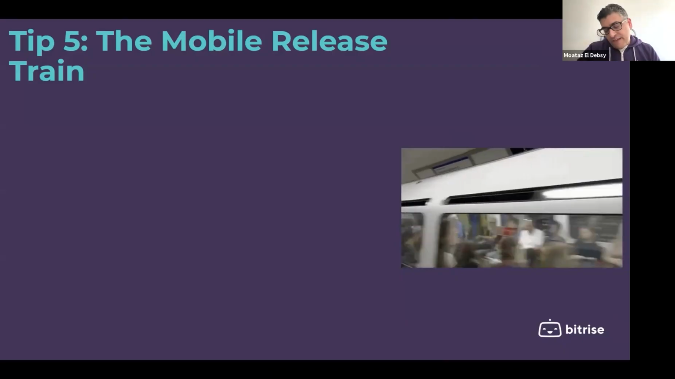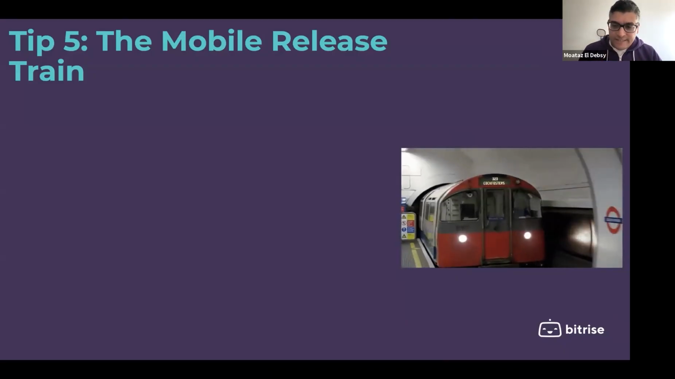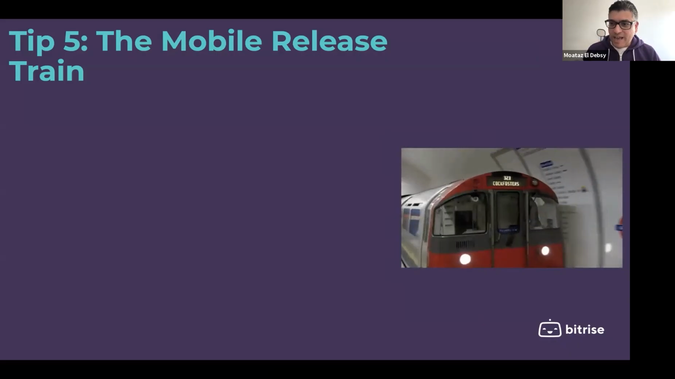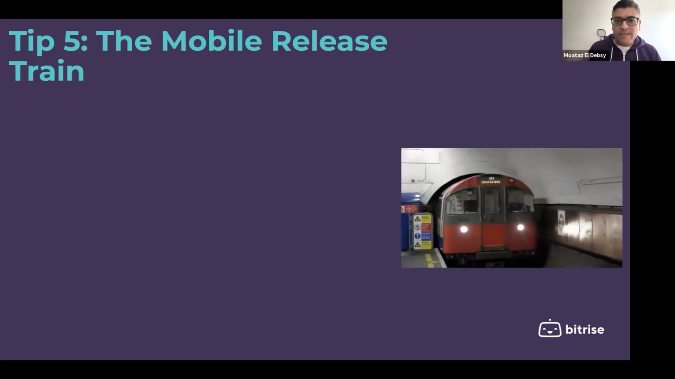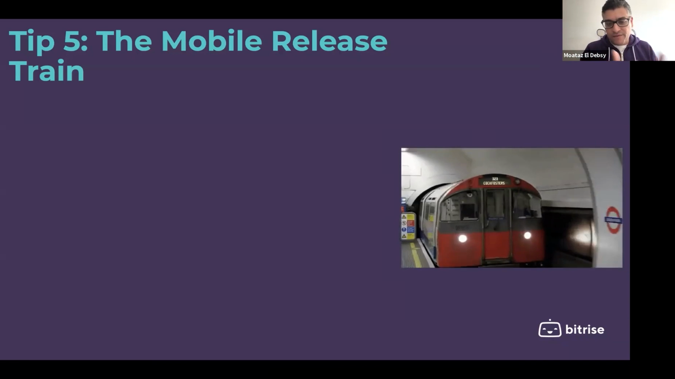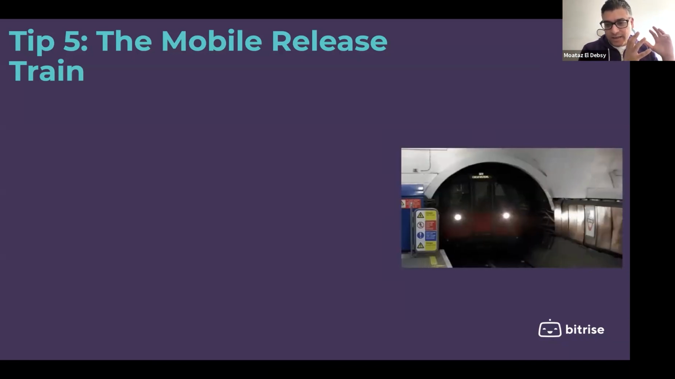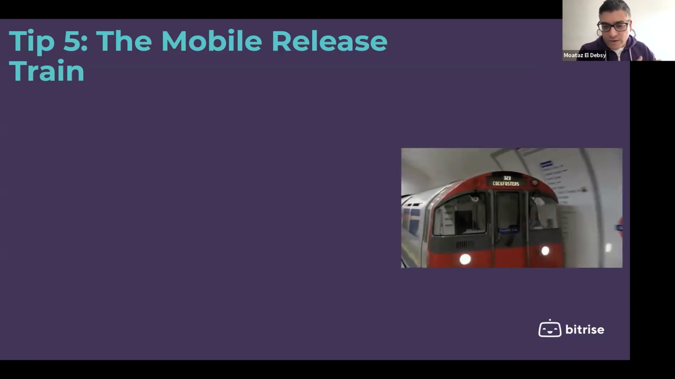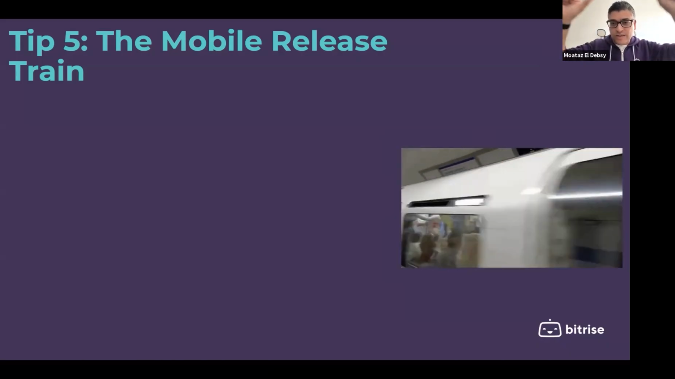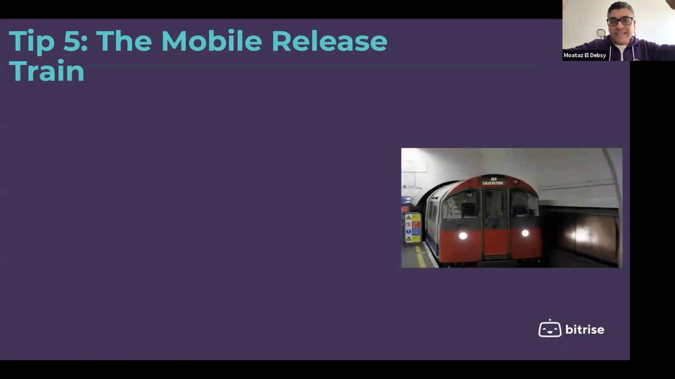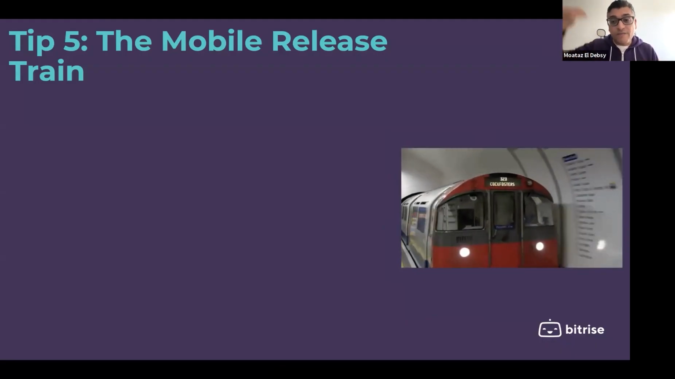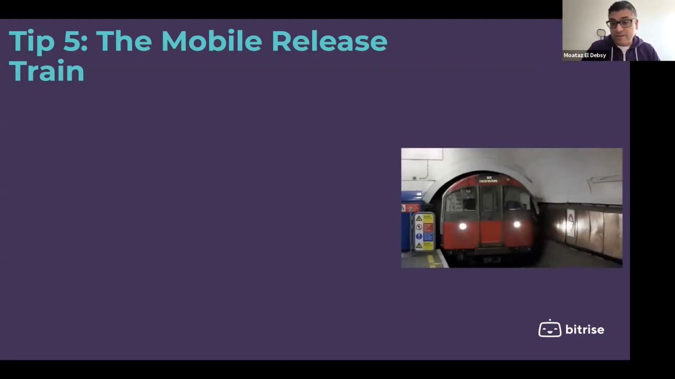Tip number 5 is the mobile release train. This is related to a process. As a team, we should agree that we need to apply the mobile release train, like a train, actually. For example, if you take the subway or the train to your job every day, you always have a schedule. You look at the screen: okay, the next one will be at 10 a.m., the next one at 10:50, 10:13, and so on. So you have a schedule during the day for the trains.